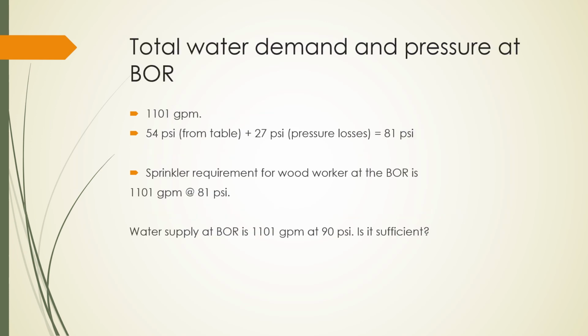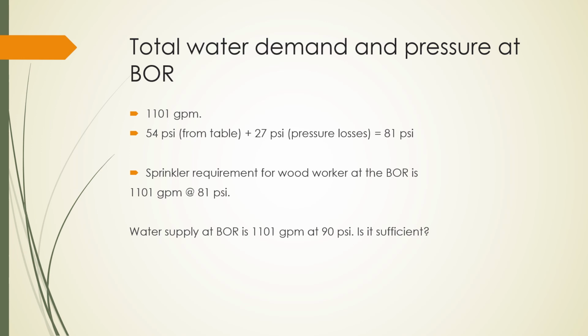So if you recall from the table, to get the 0.28 GPM over 3,000 square feet to meet the occupancy of a woodworking shop, we needed 1101 GPM at 54 PSI, but that's only within that 3,000 square foot design area. We also need to add in the 27 PSI of additional losses to get the water from the street to that 3,000 foot design area. That results in 81 PSI.